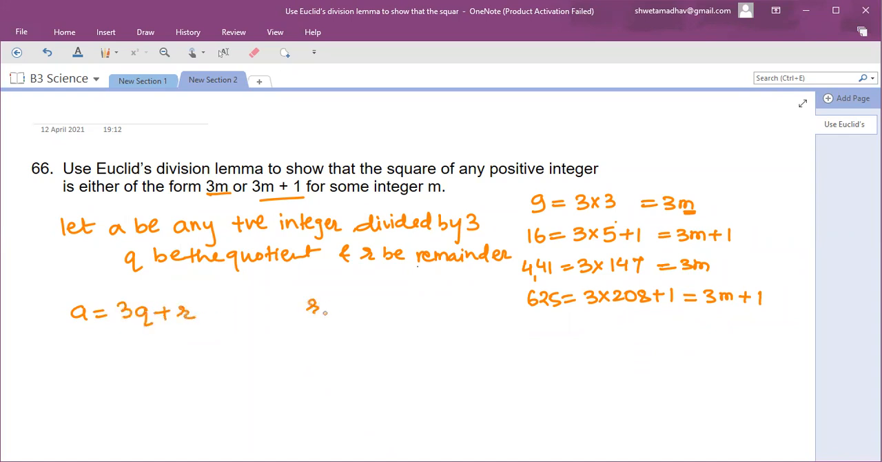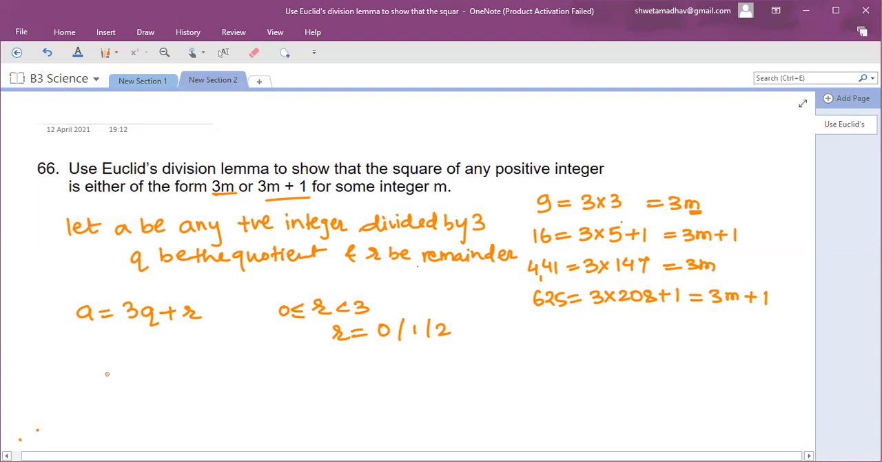So the range of r will be? Greater than or equal to 0, and less than 3. So it is 0 or 1 or 2. 3 is not possible, right? It is less than 3, so it is 0 or 1 or 2. Now take 3 cases. We have 3 cases now.